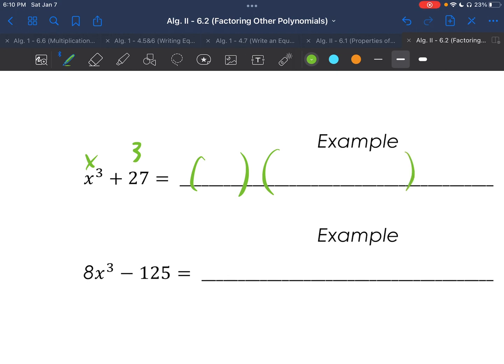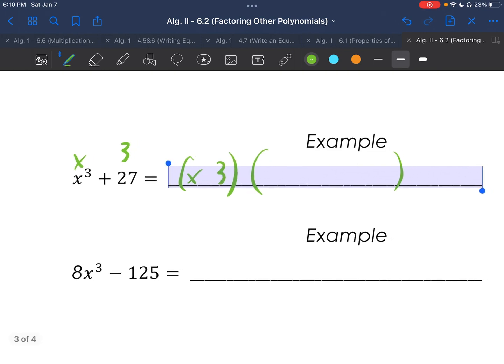And our binomial, we're going to do x, 3, and then we're going to put the same sign that was there, so x plus 3. And our trinomial, we're going to do the first one squared, so x squared. This time we're going to do the opposite sign, and we're going to do the two numbers times each other, so 3 times x, so 3x. And then the last term is going to be plus the second number squared, so 9. And then we factored it.